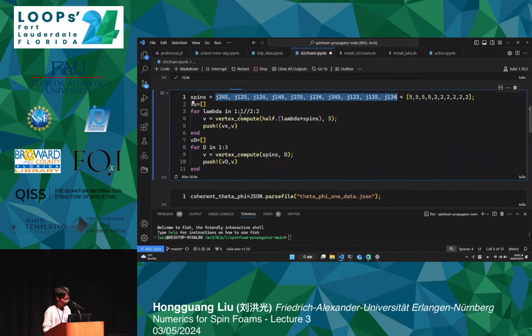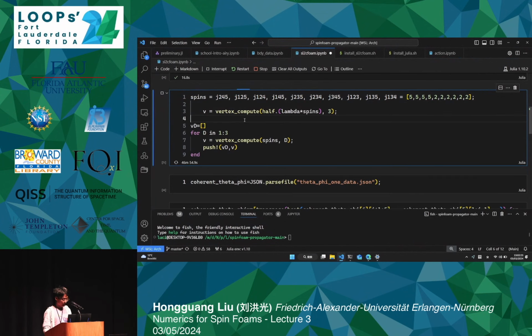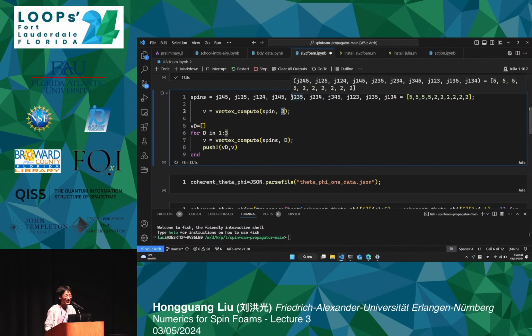And this is just a simple example. If I don't do this, I just give some spins. And now there is this 3. What is this 3? It's the cutoff we mentioned last time. So if you have enough computational resources, you can set a large cutoff. If you don't, you just set a lower cutoff.